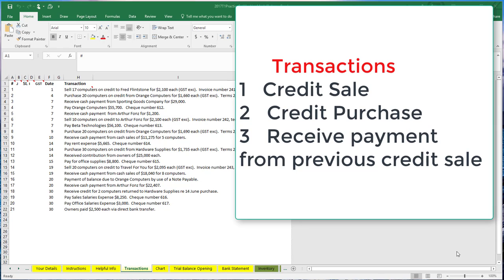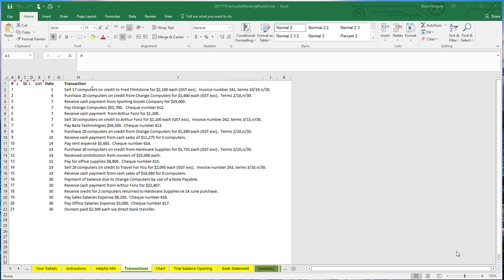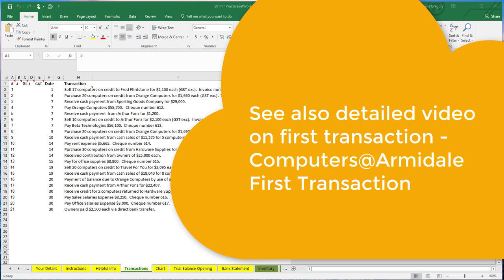In this video we will record transactions 1, 2 and 3. A reminder that there is another video that goes in quite some depth into transaction 1, so if you've not worked in retail before, it might be worthwhile to have a look at that video to see what goes on behind these transactions.